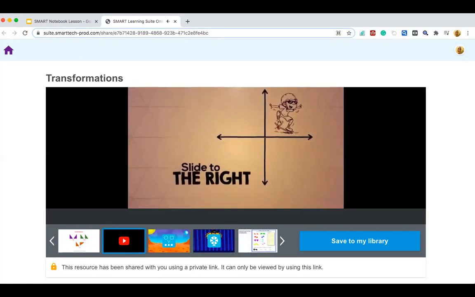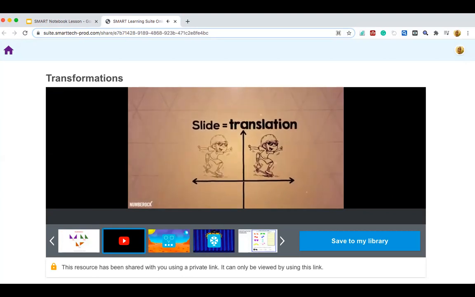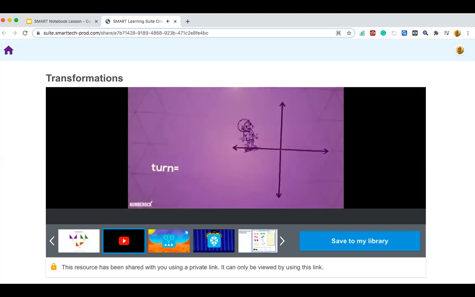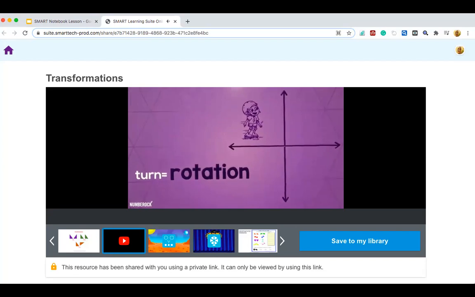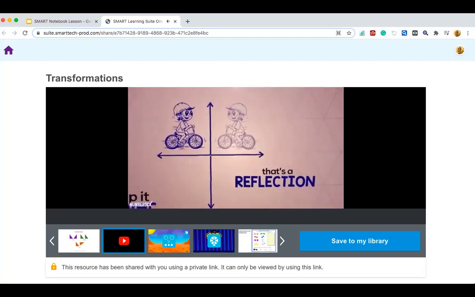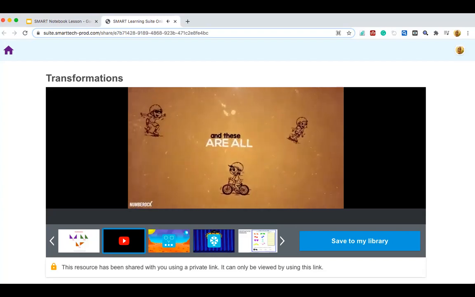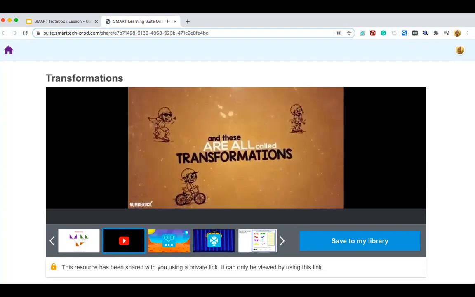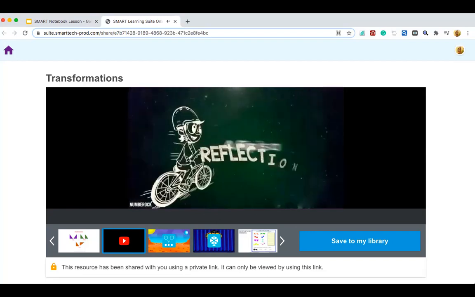Slide to the right. That's a translation. Turn around. That's a rotation. Flip it over. That's a reflection. And these are all called transformations. A flip is a reflection.